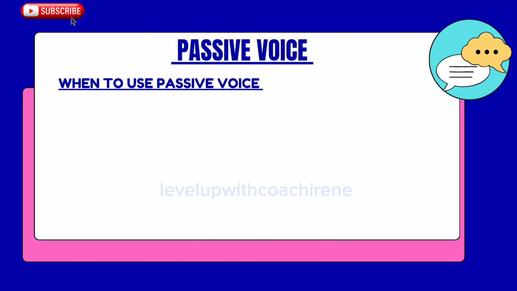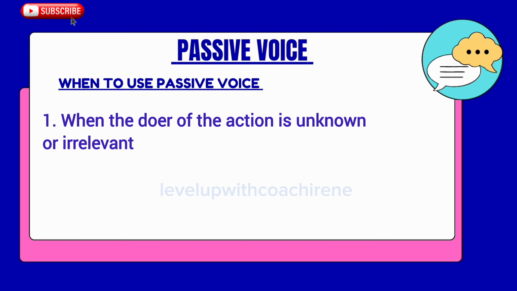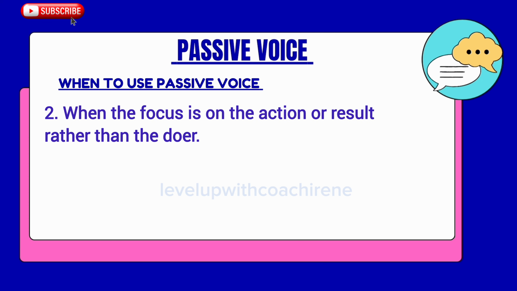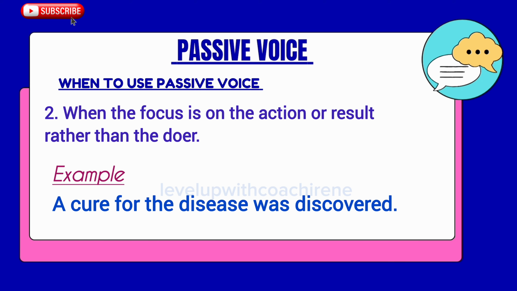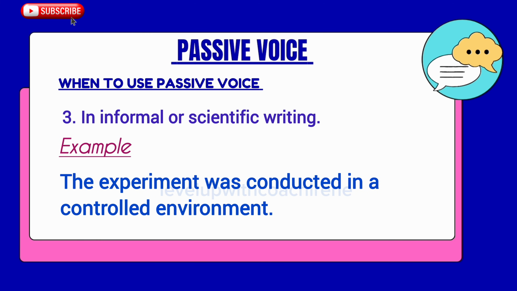Let us look at when to use passive voice. Number 1, when the doer of the action is unknown or irrelevant. For example, the window was broken. Number 2, when the focus is on the action or result rather than the doer. For example, a cure for the disease was discovered. Number 3, in formal or scientific writing. For example, the experiment was conducted in a controlled environment.